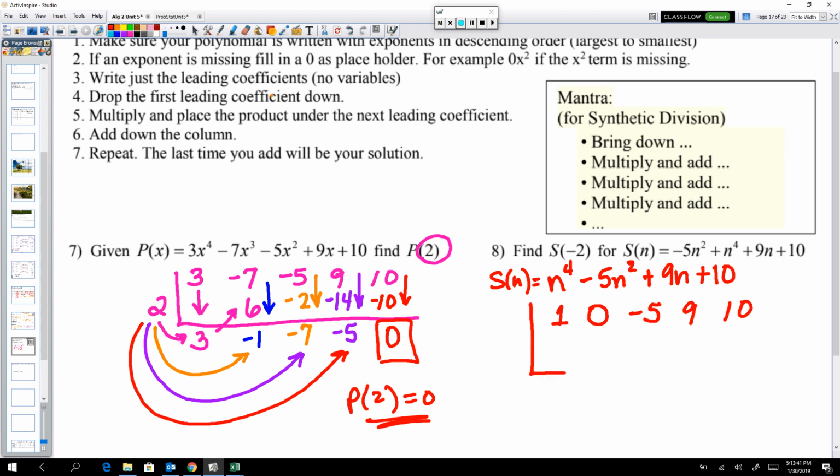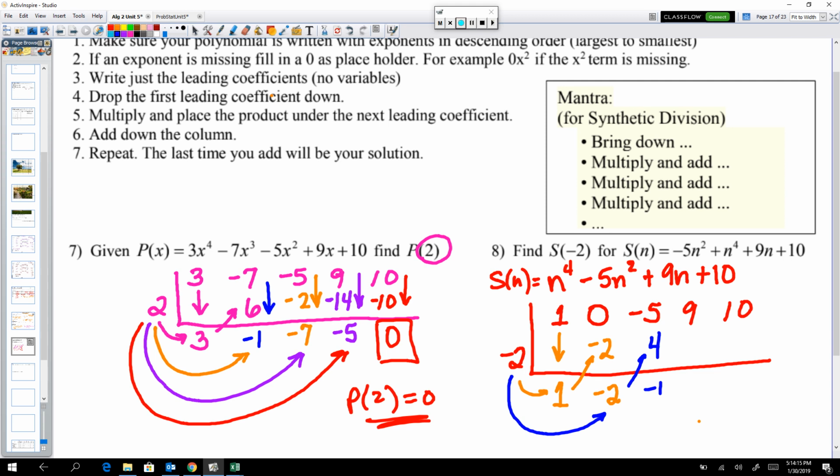So now I'm going to draw my L, leave space. I'm trying to evaluate at -2, so that goes here. And now let's begin our work. Drop the 1 down, and then multiply up, -2. Add down, 0 plus -2 is -2. Multiply up, -2 times -2 is +4. -5 plus 4 is -1.